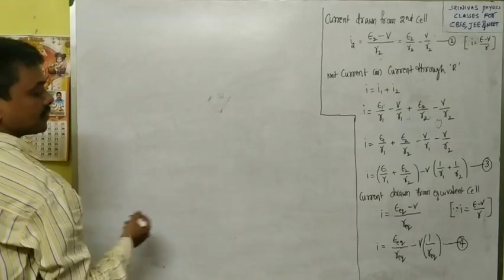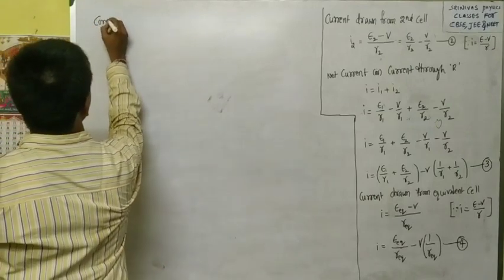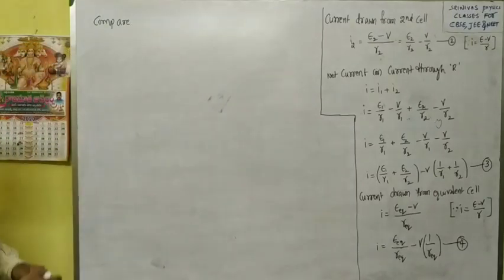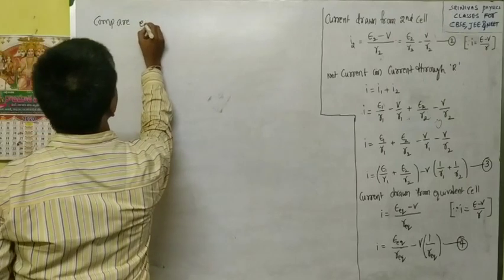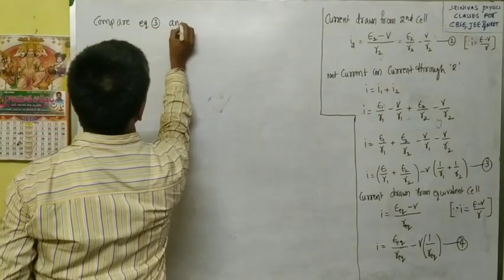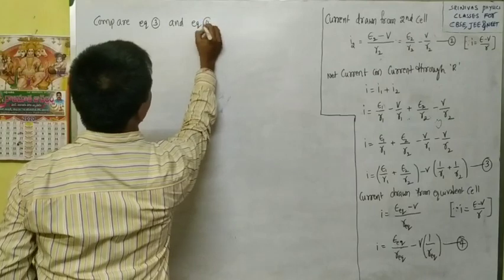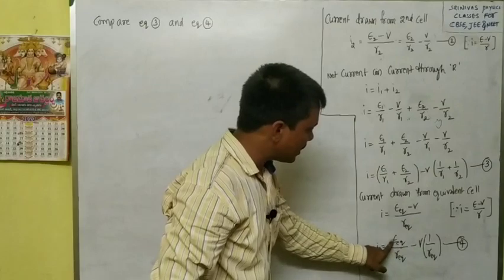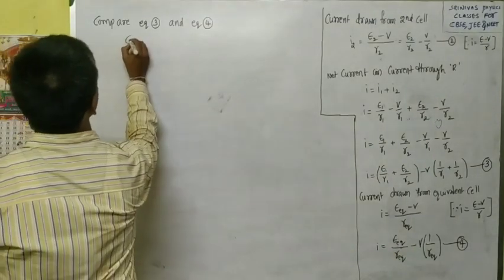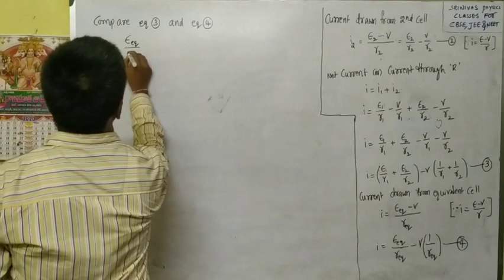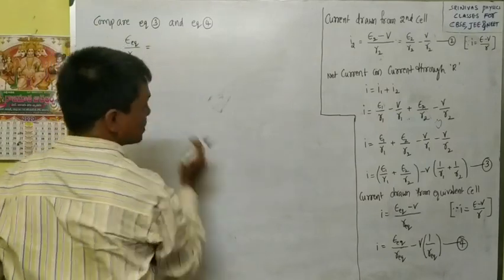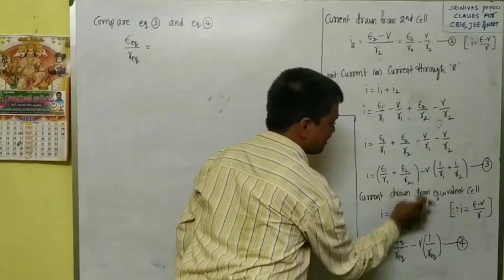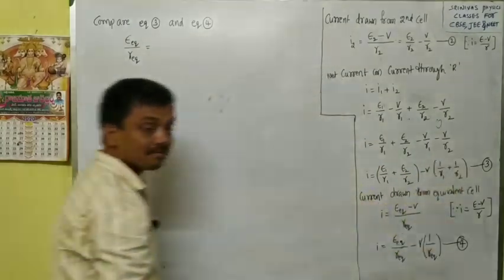Okay, look here. Compare. What do we have to do next? Comparison. Compare equation 3 and equation 4. When we compare, E equivalent by R equivalent is equal to this term, and minus V times 1 by R equivalent is 1 by R1 plus 1 by R2, right?